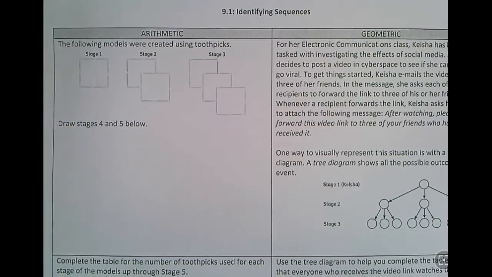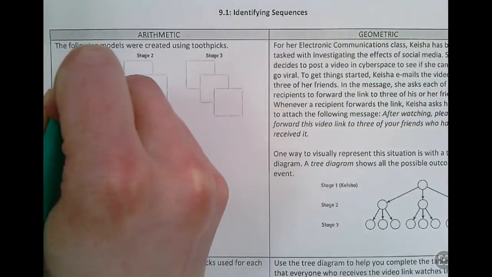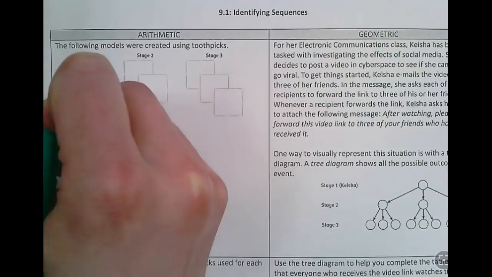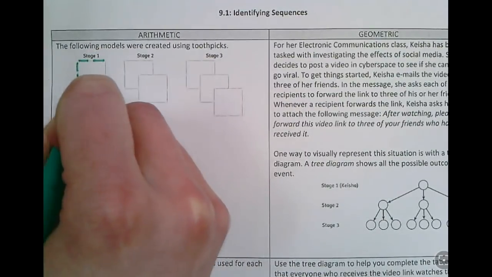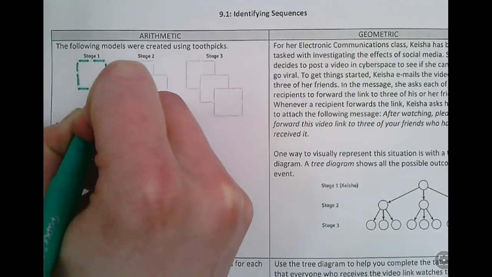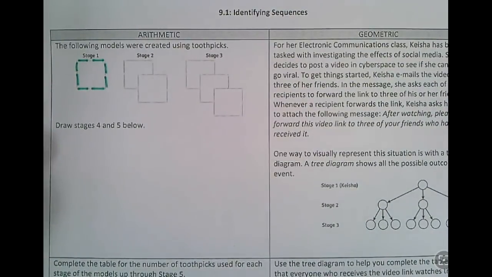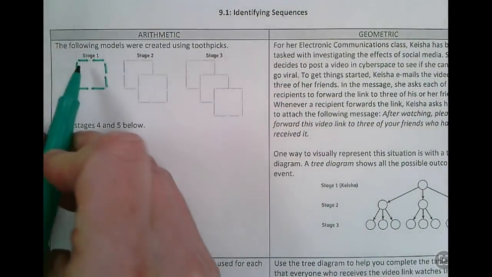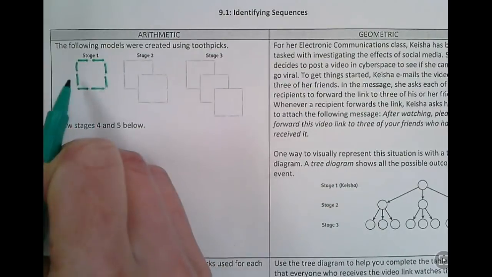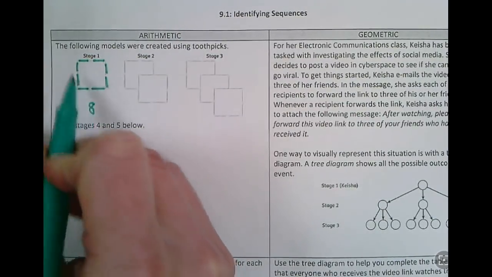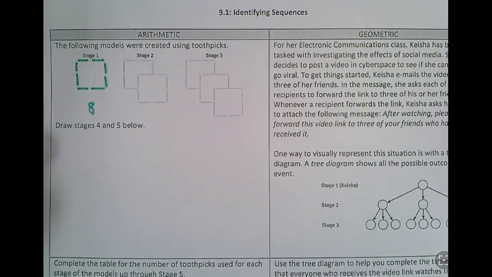So the first one, the arithmetic, is a model using toothpicks. If you can't really see what the toothpicks are, you can darken this. Basically, it is a box made with 2 toothpicks laid down on each side of it. So there's stage 1. We can count 1, 2, 3, 4, 5, 6, 7, a total of 8 toothpicks making up stage 1.